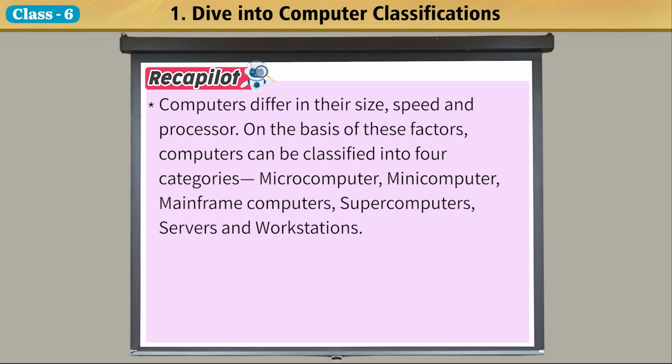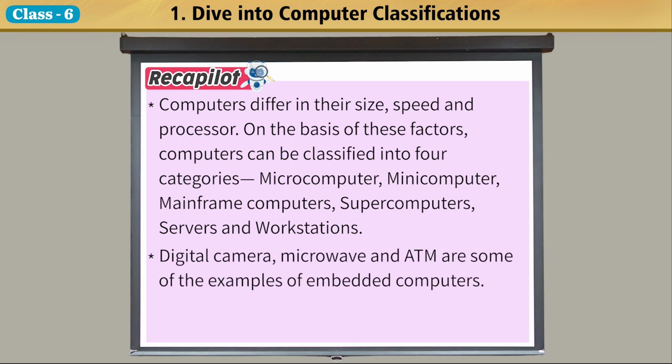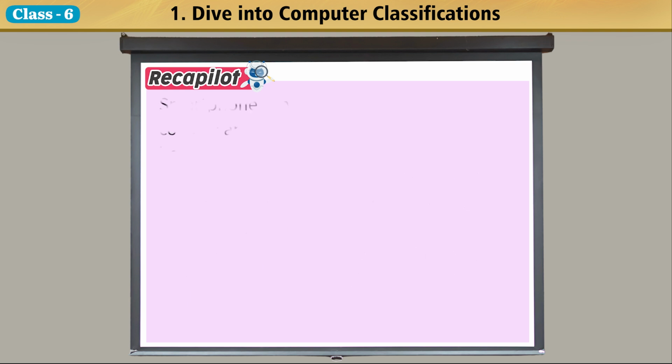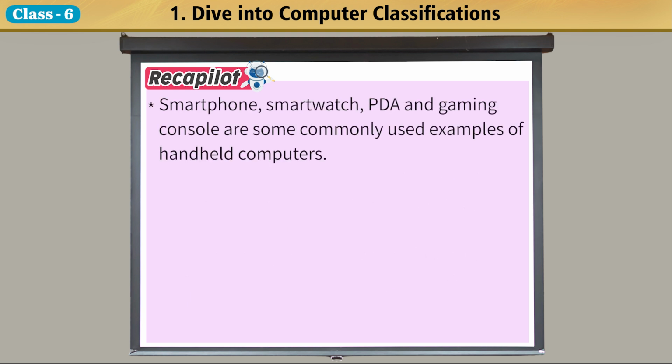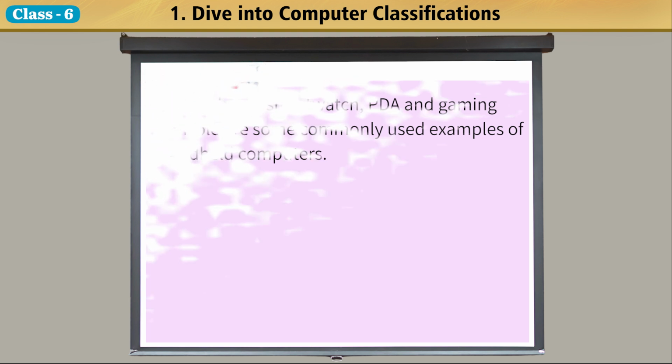On the basis of these factors, computers can be classified into categories: microcomputer, minicomputer, mainframe computers, supercomputers, servers, and workstations. Digital camera, microwave, and ATM are some of the examples of embedded computers. Smartphone, smartwatch, PDA, and gaming console are some commonly used examples of handheld computers.